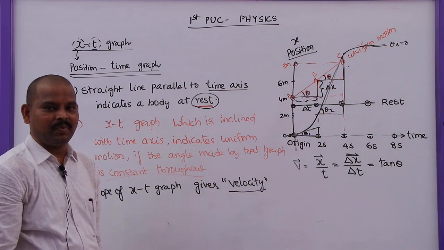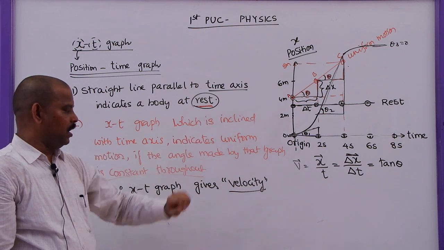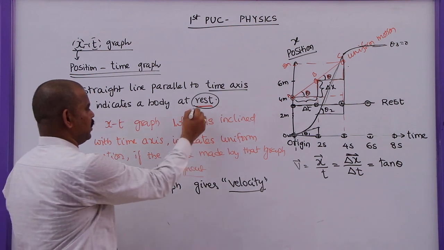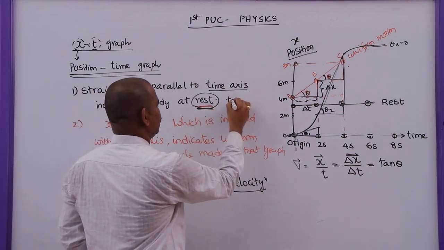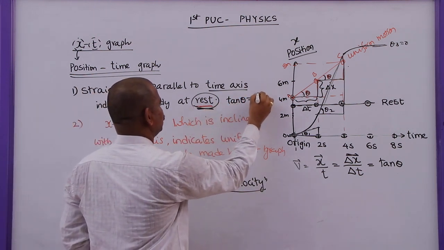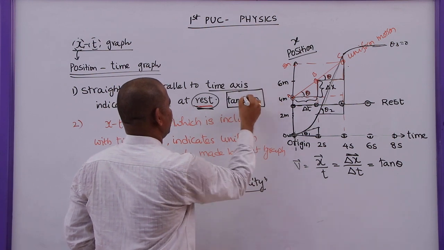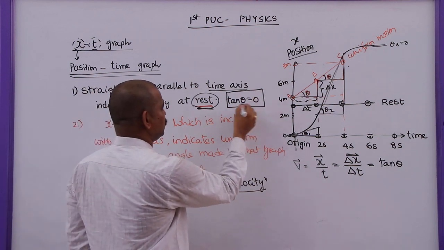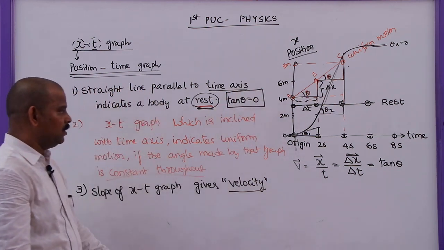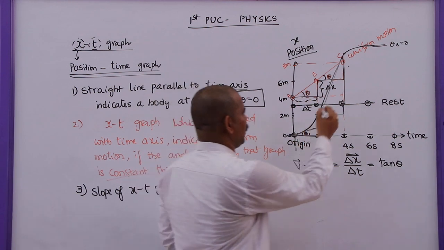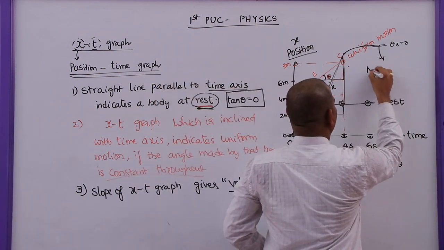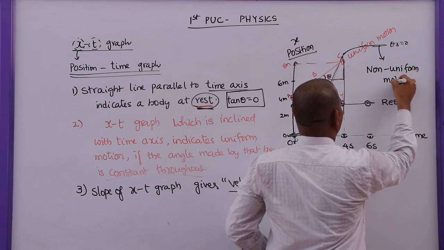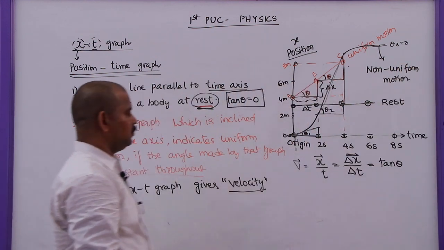So when the angle made by the position time graph with the x-axis is 0, then the body is at rest. Here I can write, when the body is at rest, tan theta must be 0. So this is another point that you have to remember. Tan theta should be equal to tan 0 degrees, which is 0, so no problem. But here this black color line indicates non-uniform motion.